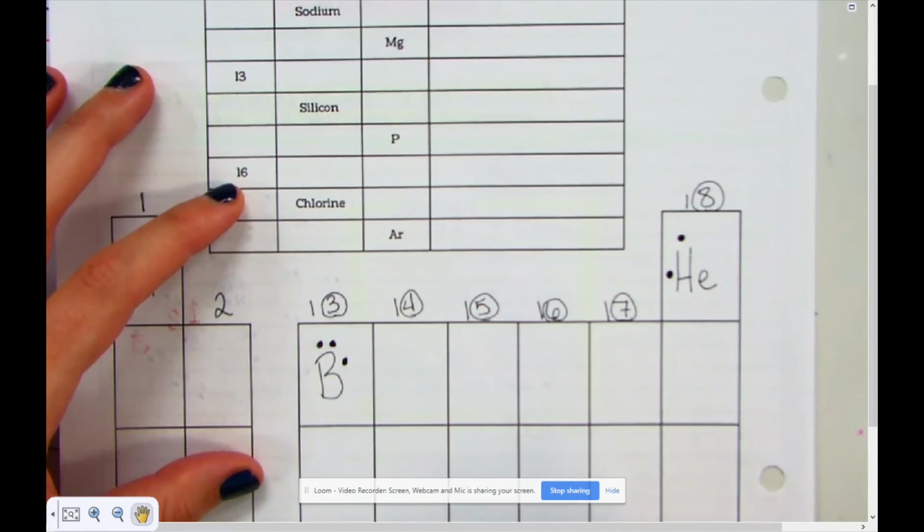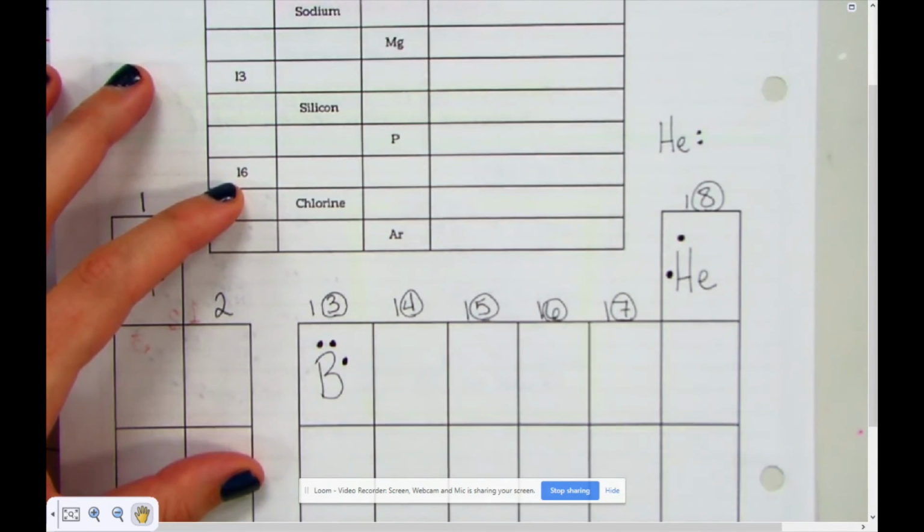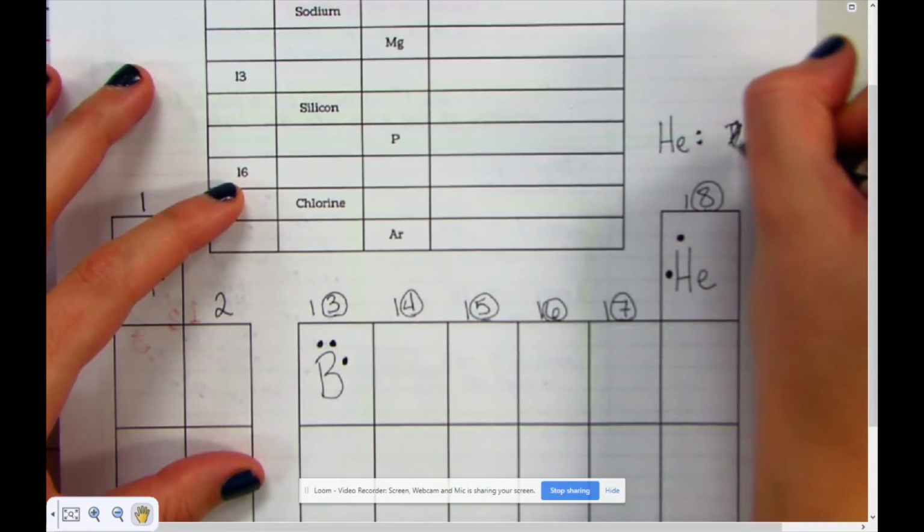Question. Yeah. So would it matter how you put it if you had 2? Like, could you put them both on the same side? Yep, I could put them like this. I could put them on either side.